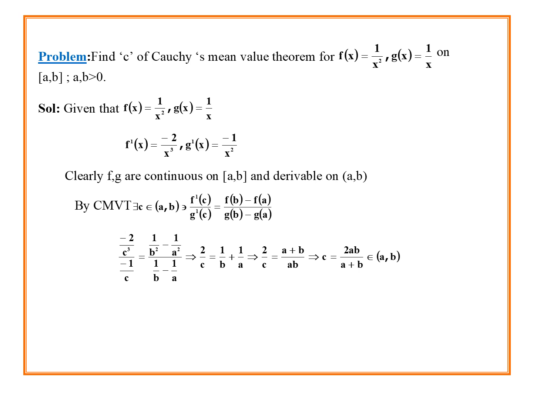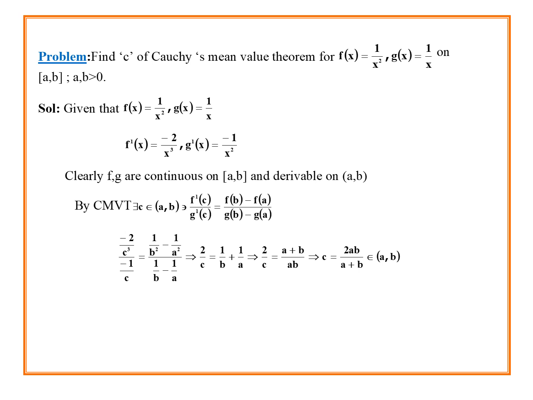The given two functions are f of x is equals to 1 by x square, g of x is equals to 1 by x. Now we are finding the derivative of f of x and g of x. The derivative of f of x, f dash x, is equals to the derivative of 1 by x square, which is minus 2 by x cube. The derivative of g of x, g dash x, is equals to the derivative of 1 by x, which is minus 1 by x square. Clearly f comma g are continuous on closed interval a comma b and derivable on open interval a comma b.